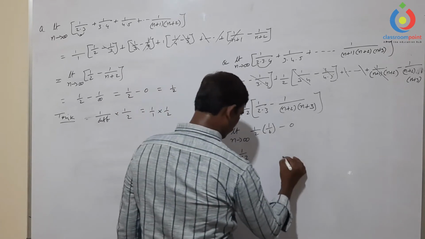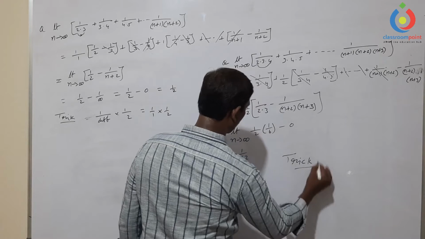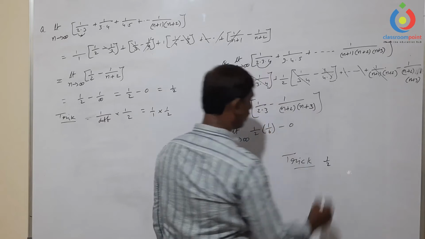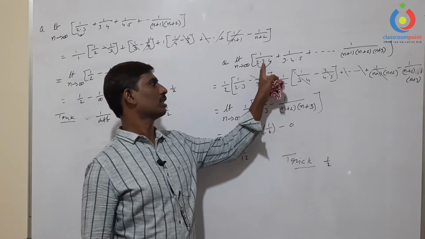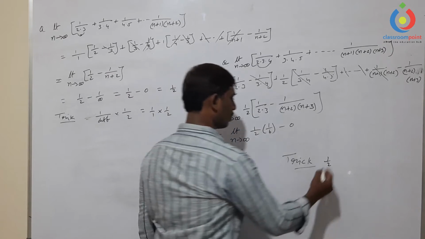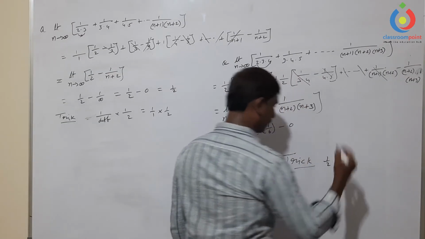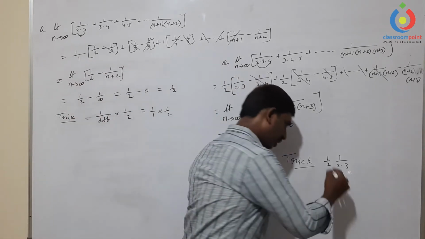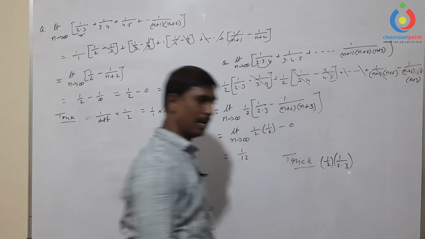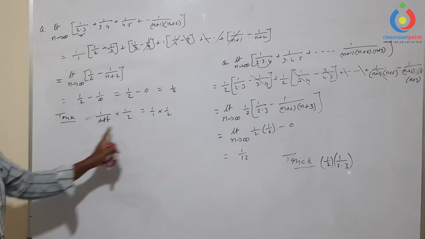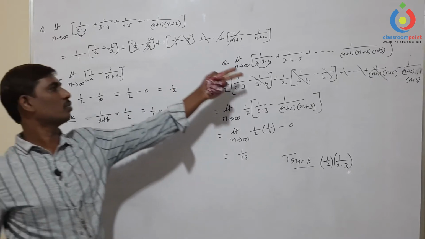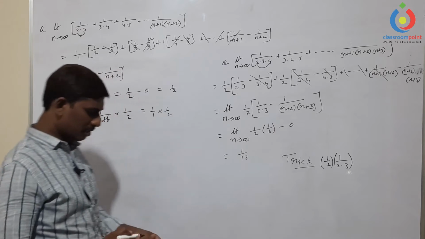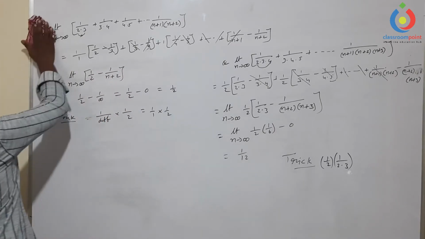What is the trick? The difference of these both, 1 by 2, into the multiplication of the first two values, 1 by 2 into 3. That is the simplification without solving: direct calculation, difference into the first two values. Here we have 3 values, that's why difference into the first two values. It is a simple thing, very easy, and we need some basic information.